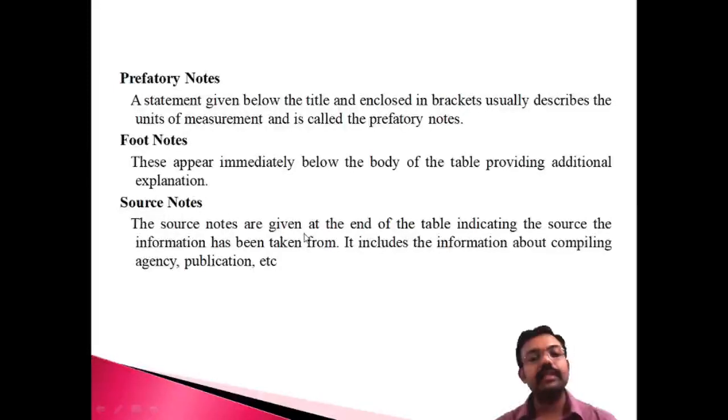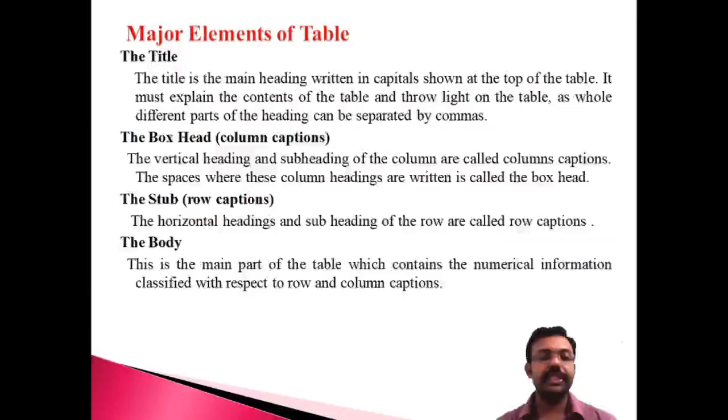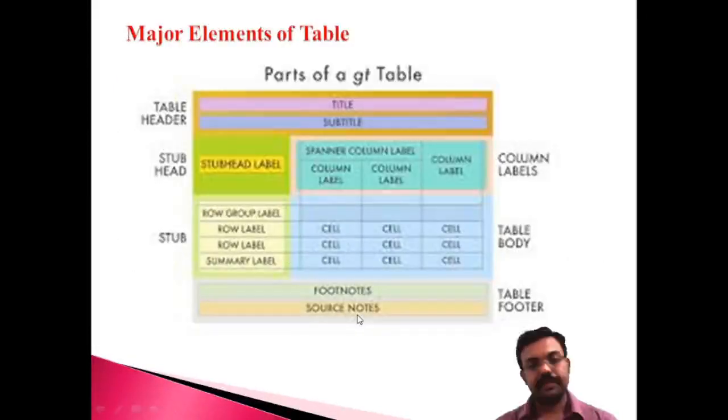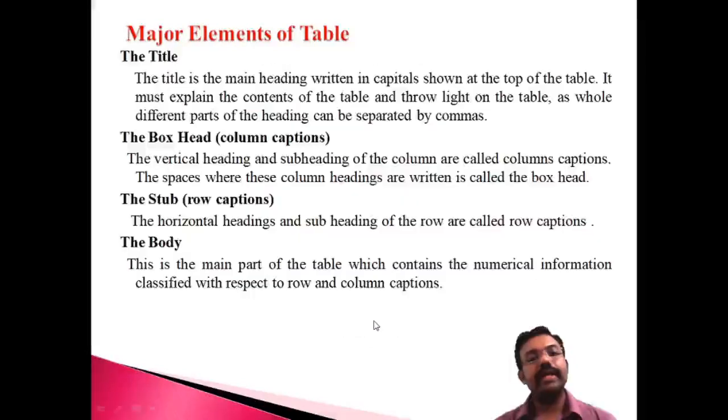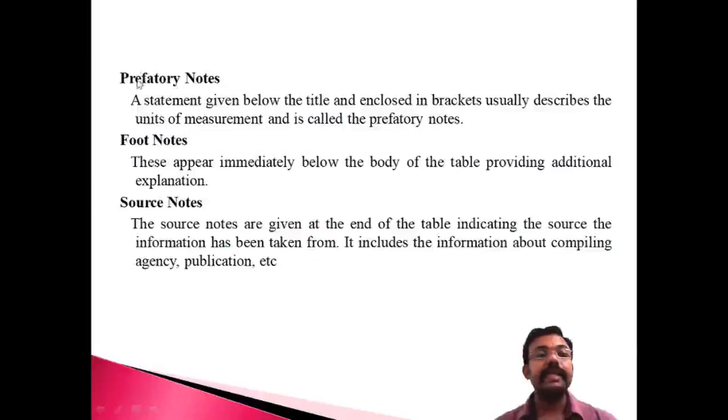Suppose you take the data from the Reserve Bank of India. The RBI bulletin is one of the important sources, so we can easily quote the sources. The source is one of the important parts of the table. These are the important parts of the table: one is a title, another one is a box head, then stubs, body, the prefatory notes, the footnote, and the source notes. All are the important parts of the table.